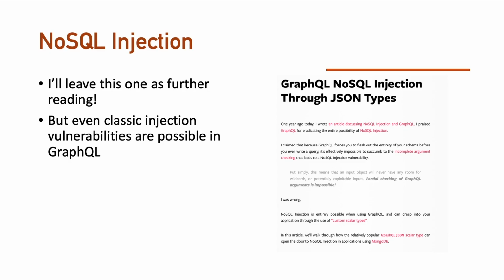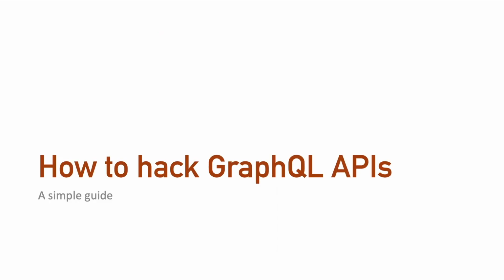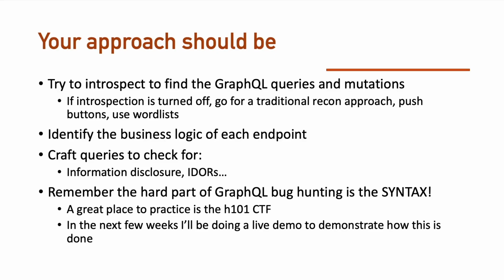And another quite complex one, but also quite straightforward, is NoSQL injection. I'll leave this one as a bit of further reading, but I just wanted to confirm that even classic injection vulnerabilities, NoSQL, SQL injection, are possible in GraphQL as well. This is a great write-up. So, how to hack GraphQL APIs, a simple guide.